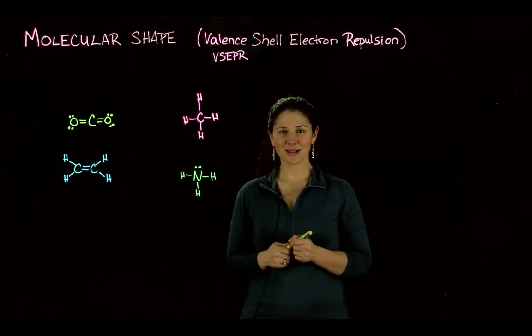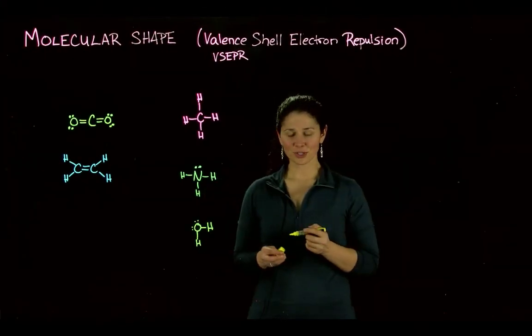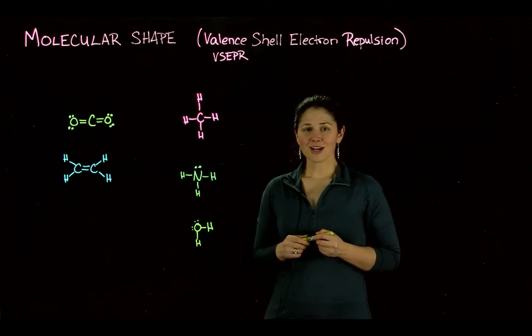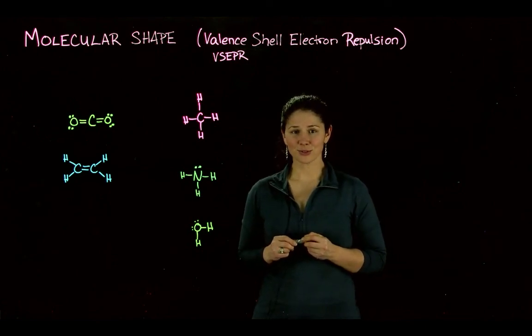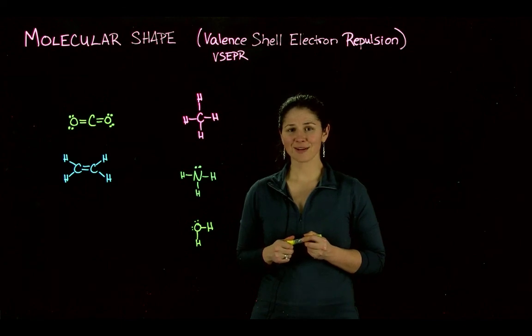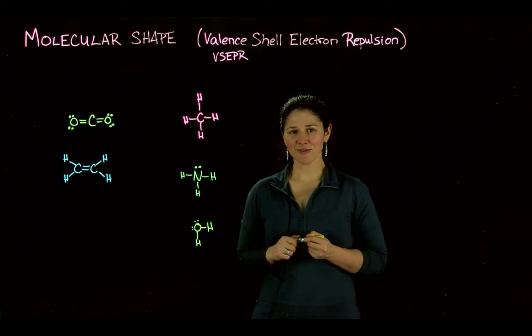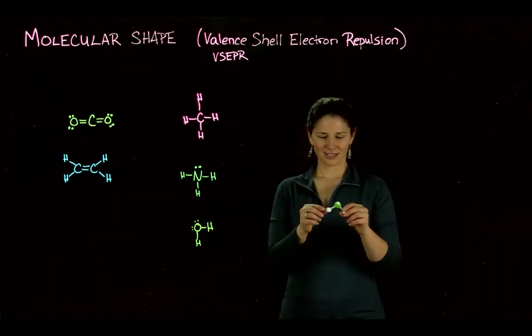And last but not least, I'm going to do water. That's the Lewis structure for water. The oxygen has 2 lone pairs and 2 bonding groups for a total of 4 groups. Once again, we have a tetrahedral electronic geometry, but this time we have a bent molecular shape.